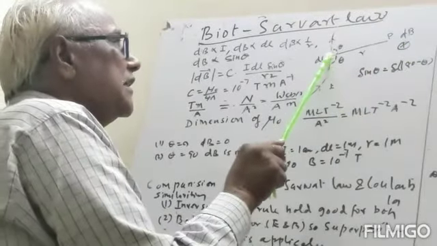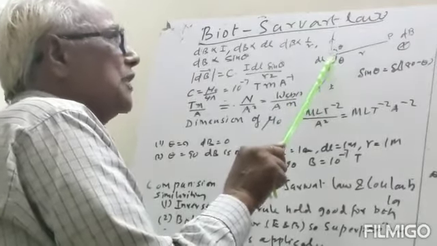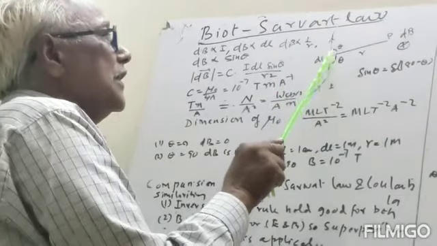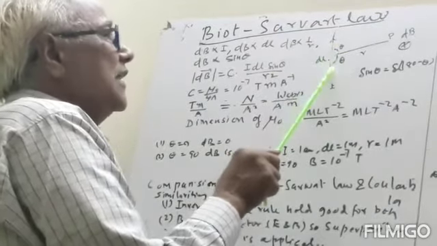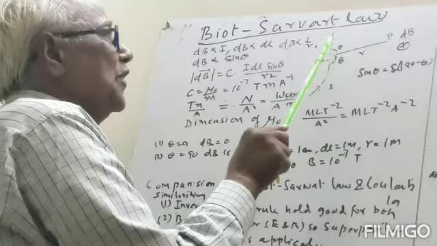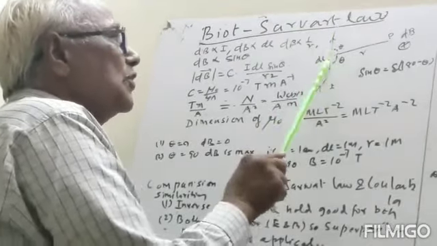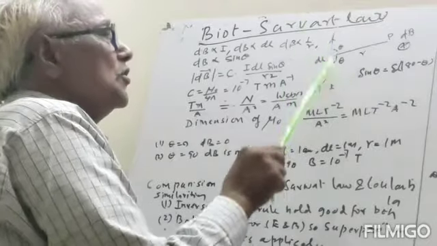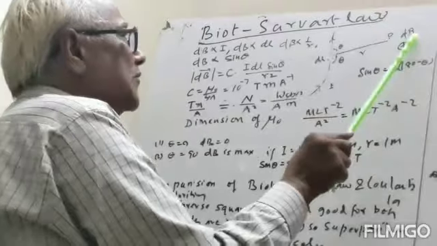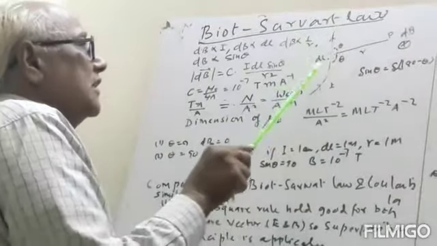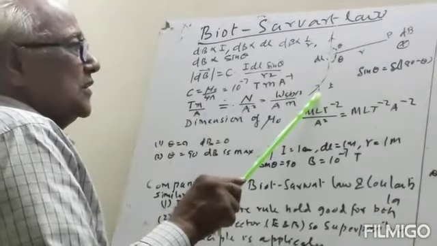Now if dl is a small segment and the segment is longer, then the number of electrons flowing in this segment will be more. If it is still longer, then the number of charges flowing per second in this length will be more, so the magnetic field will be more. So the magnetic field depends, number one, on the length dl, and number two, on the current passing through it.